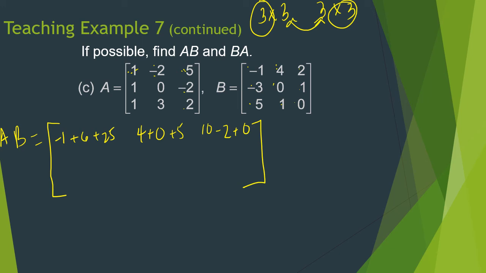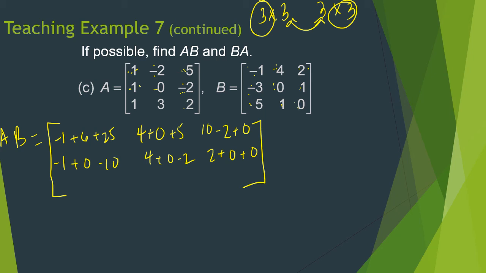All right. So 1 times negative 1 is negative 1. 0 times negative 3 is 0. Negative 2 times 5 is negative 10. 1 times 4 is 4. 0 times 0 is 0. Negative 2 times 1 is negative 2. 1 times 2 is 2. 0 times 1 is 0. Negative 2 times 0 is 0.